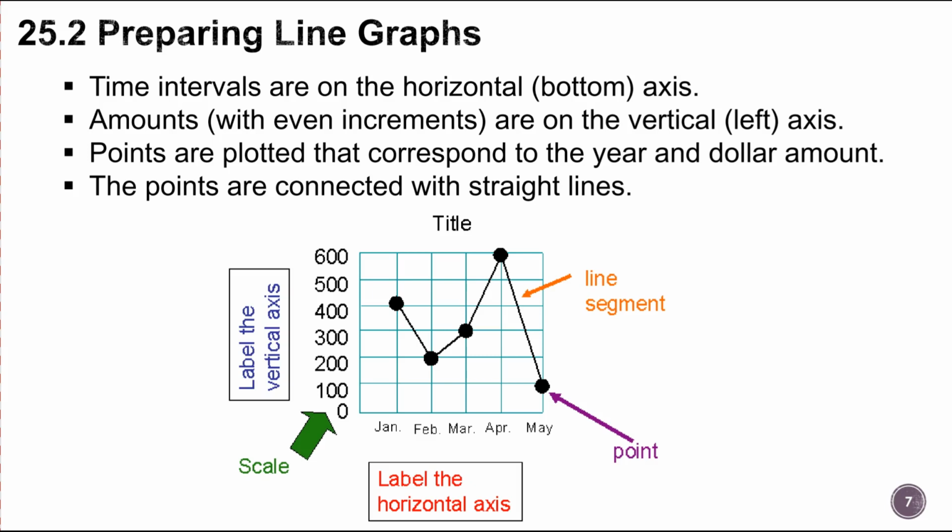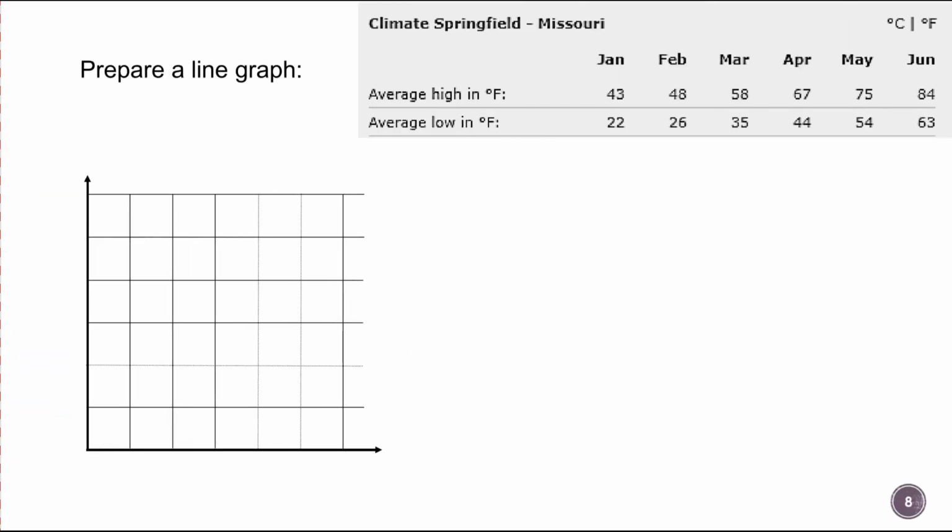So you can see all those things are important when you are looking at a line graph or any other graph as far as that is concerned. We've got some labeling we need to do to make it accurate. We are going to prepare a line graph here, and then we have to make some decisions on how we're going to label some things.